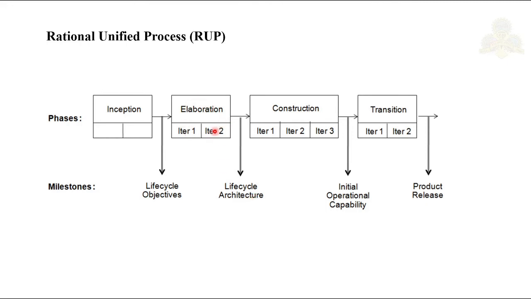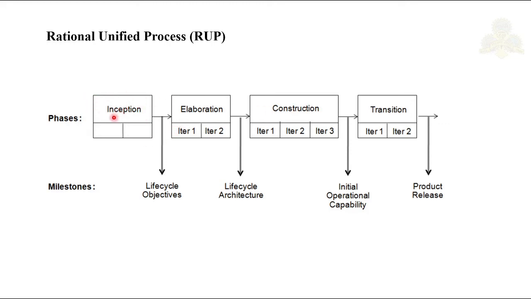Now, this elaboration phase is again divided into iterations. Next, the third is construction phase. The milestone here is initial operational capability, that means a working product. The next phase, the fourth phase, is transition. The output of this is product release. Now we'll see how these phases will work.